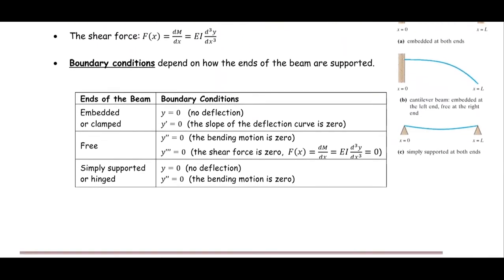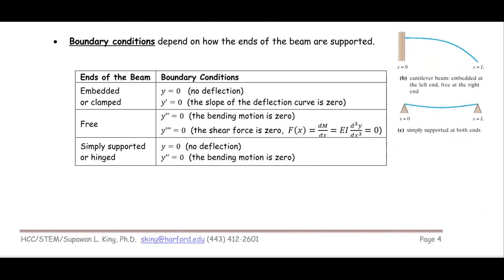The boundary conditions for the beam problem. If an end is embedded, the boundary conditions at that end are y equals 0 and y prime equals 0, or no deflection and the slope is 0. If the end is free, the conditions are y double prime equals 0 and y triple prime equals 0, as the bending moment is 0 and the shear force is 0. If the end is simply supported or hinged, then the boundary conditions at that end are y equals 0 and y double prime equals 0, or no deflection and the bending moment is 0.